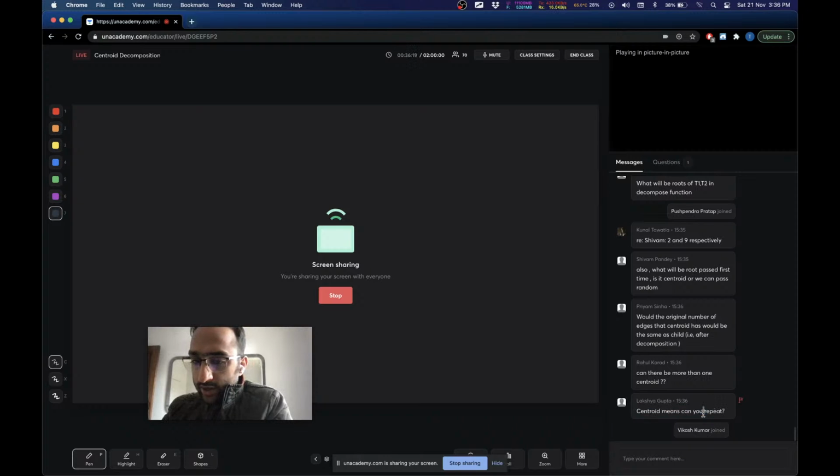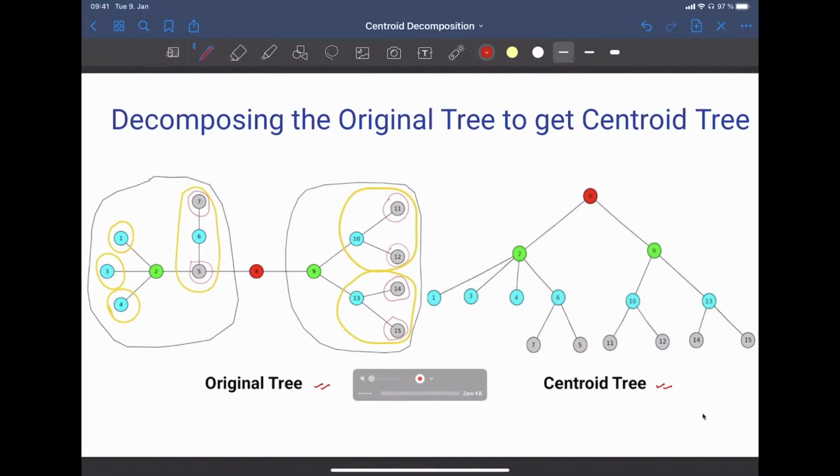I think Lakshya maybe has joined late. I've already discussed the definition of centroid. The centroid is a node which, if removed, will split your tree into smaller subtrees, each of which has size less than n by 2.